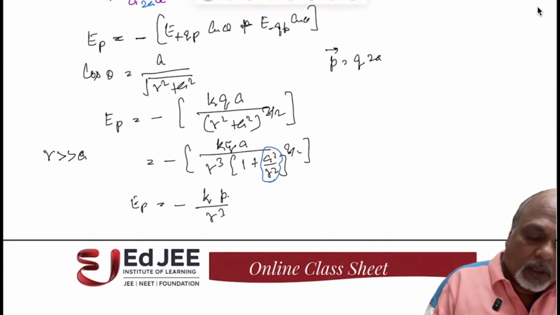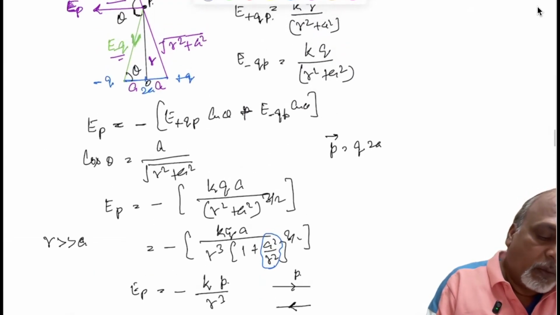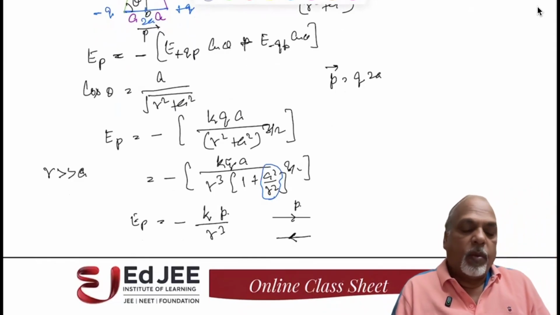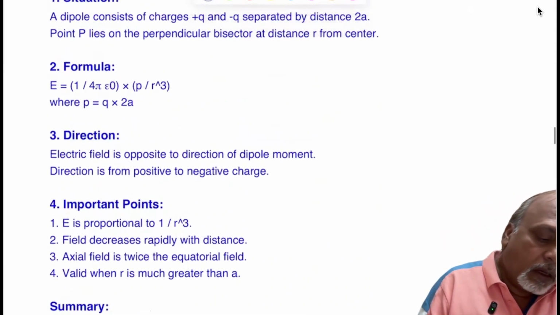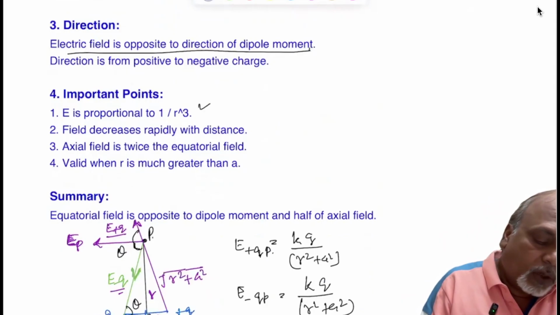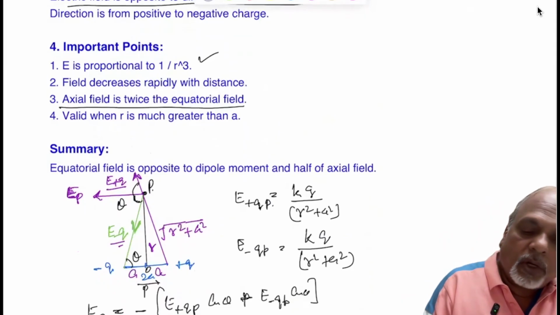Here minus sign is because the direction of P is towards the right, but the electric field at P is towards the left. So it is anti-parallel to the direction of the dipole moment. So here again, the electric field is opposite to the direction of the dipole moment. Correct? E is proportional to 1 upon R cube, of course, the field decreases rapidly with distance. Axial field is twice the equatorial field.